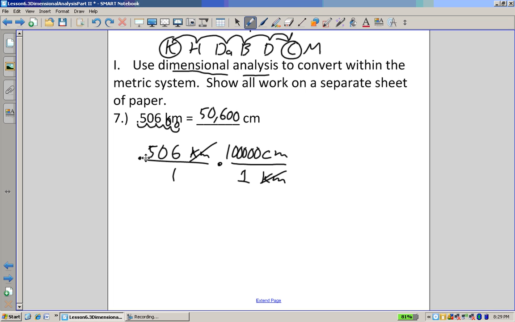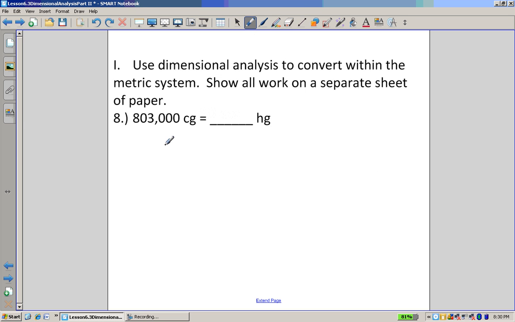So let's multiply this through. If you multiply this with a calculator, you're going to end up with 50,600. 506 thousandths times 100,000 will be 50,600. 1 times 1 is going to be 1. And then we're left with centimeters. So you get 50,600 centimeters. Okay, try another one here. Again, I would encourage you to pause the video and try it on your own, see how you do.